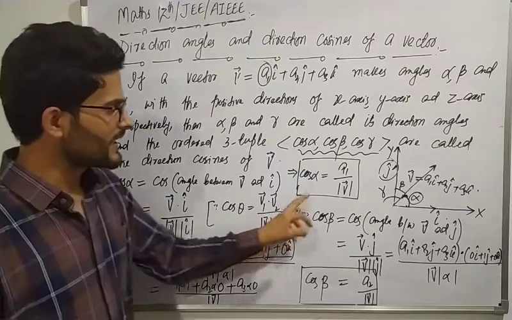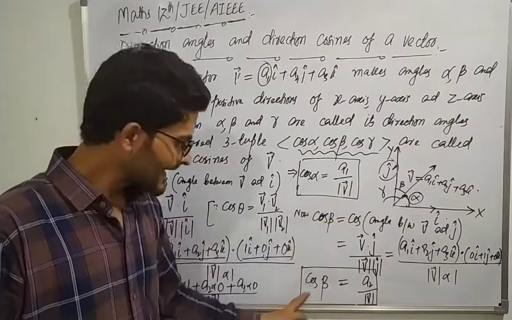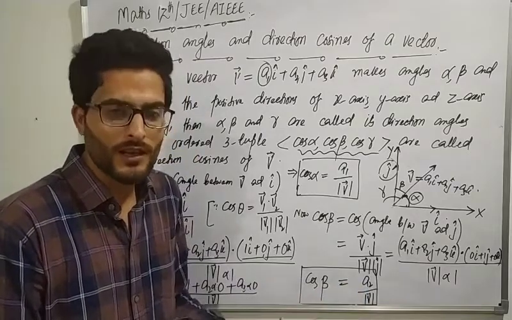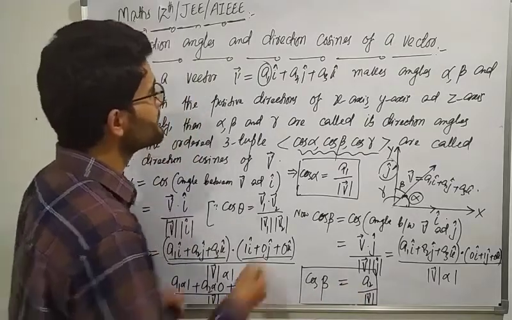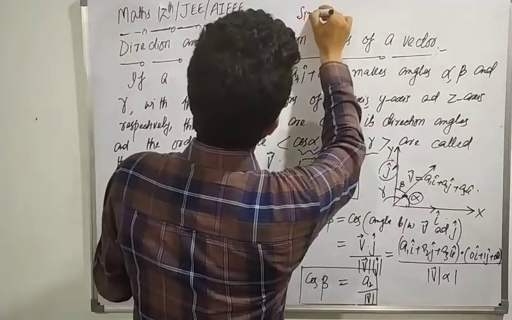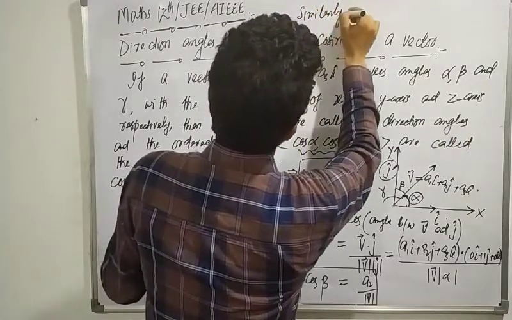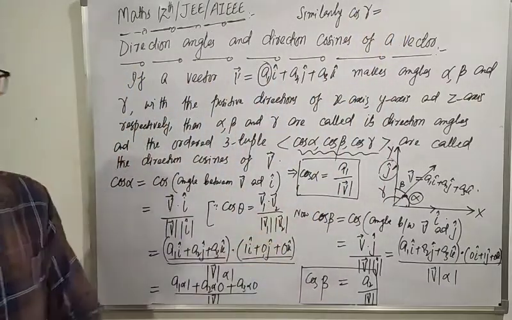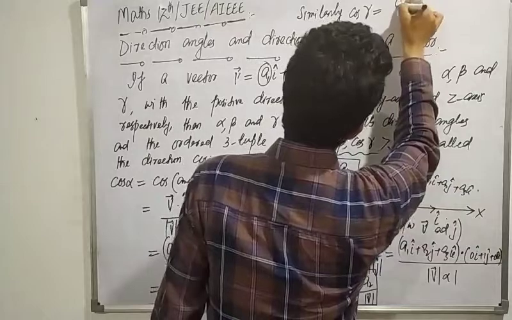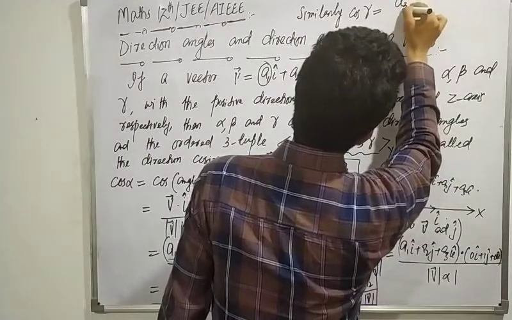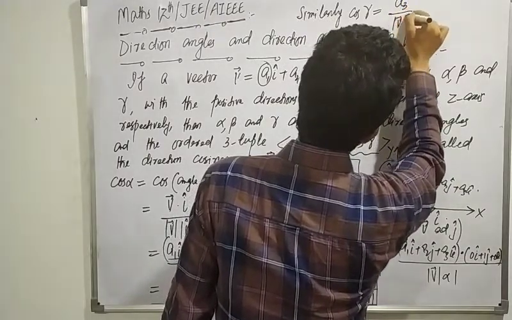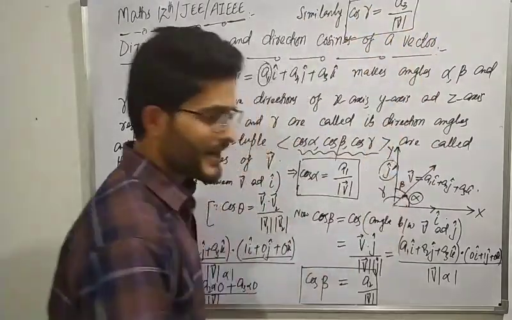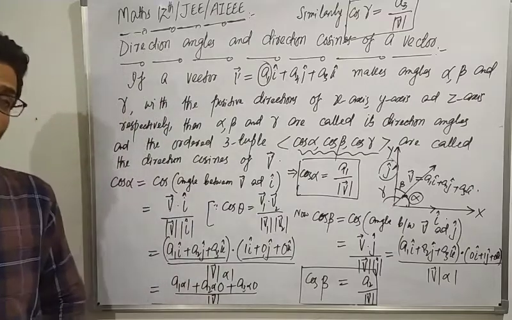So the first direction cosine cos alpha is a1 by mod v. The second direction cosine cos beta is a2 by mod v. What would be the third direction cosine? a3 by mod v. So similarly, cos gamma, that is the third direction cosine of this vector v, is equal to the third scalar component a3 divided by the magnitude of the vector v. So here we have all the three direction cosines of a vector v.